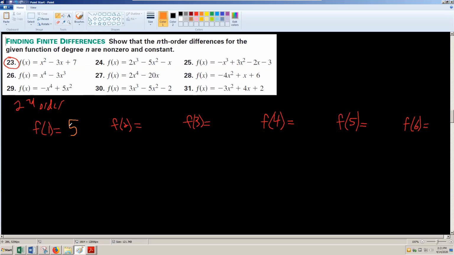So I'm going to do that for this entire thing. I'm going to be doing x squared minus 3x plus 7. I'm going to go to my table here, and I'm going to grab my values. Let's see, I get 5, 5, 7, 11, 17, and 25. So I just put this into my calculator and made the calculator do the work for me. If you want to go through and evaluate each one of these, whatever floats your boat.